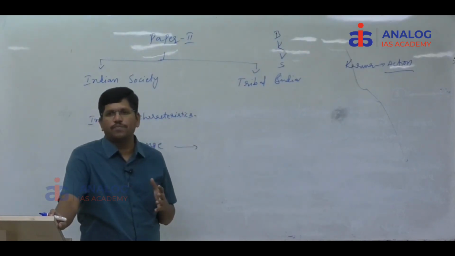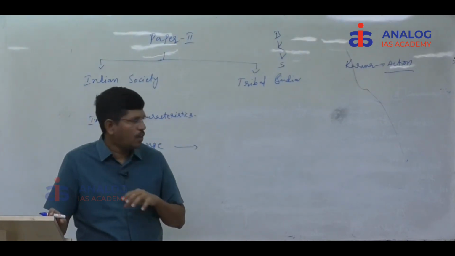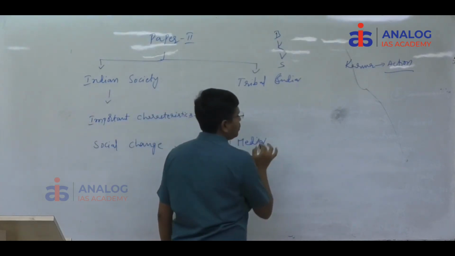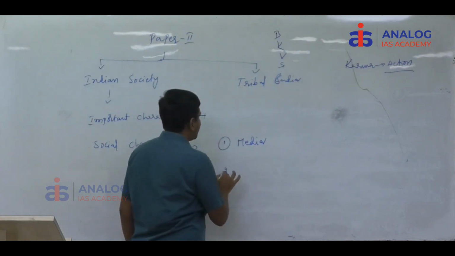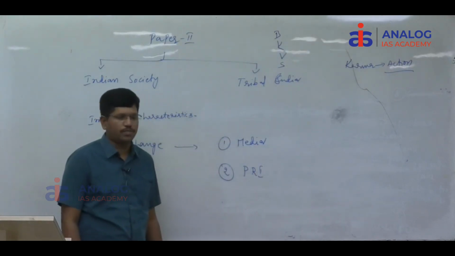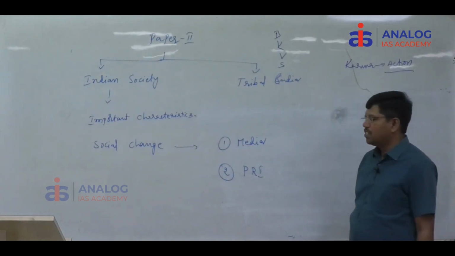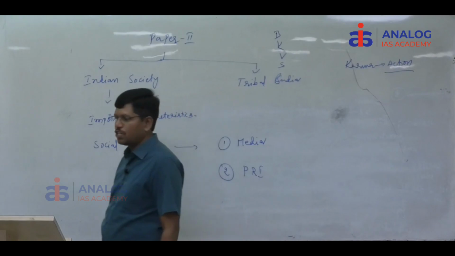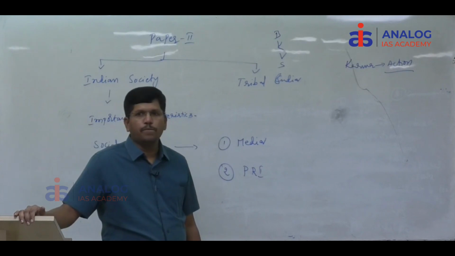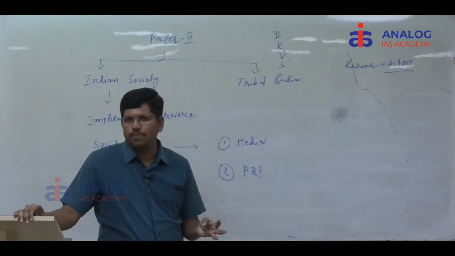During this process, certain factors influenced the social change significantly. What are those factors? First one is media. Media influenced social change. After that, Panchayat Raj institutions influenced social change. Because of media only, social awakening was brought about.